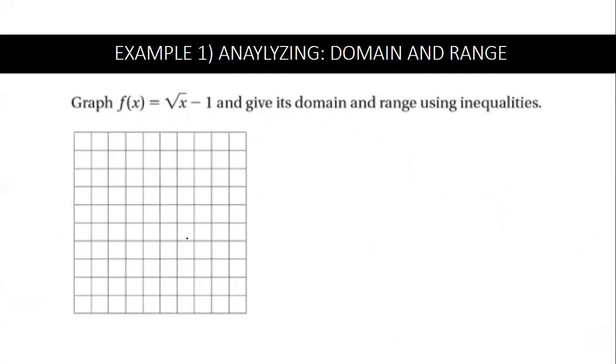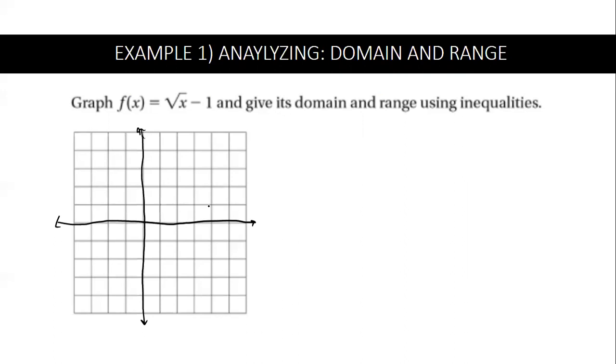All right, so we're going to analyze this graph, f of x equals the square root of x minus 1. First, we're going to draw our axes. So there's my y-axis, and there's my x-axis, and we're going to pretend that those are super straight lines. That doesn't really matter.